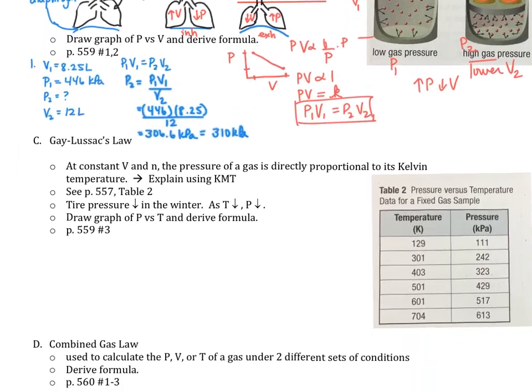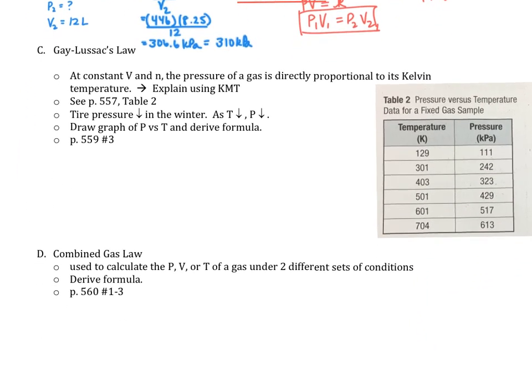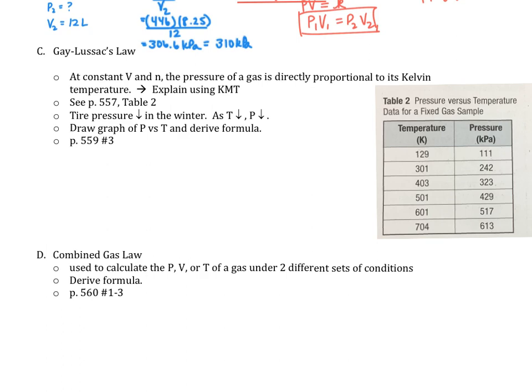Okay, third law, and the final one before we put them together, is Gay-Lussac's law. And you can see by this data here the temperature is changing, and so is the pressure of that sample. So we notice as the temperature is increasing, the pressure is increasing. So both variables are changing in the same direction. At constant volume and moles, temperature and pressure vary directly.